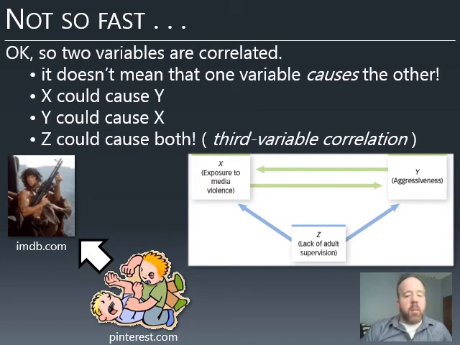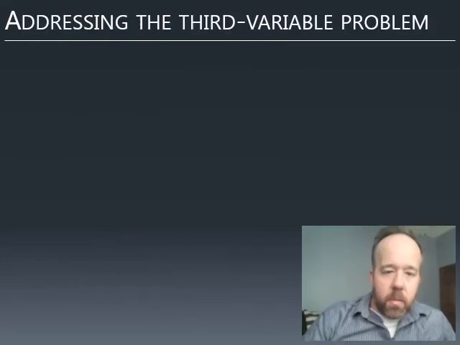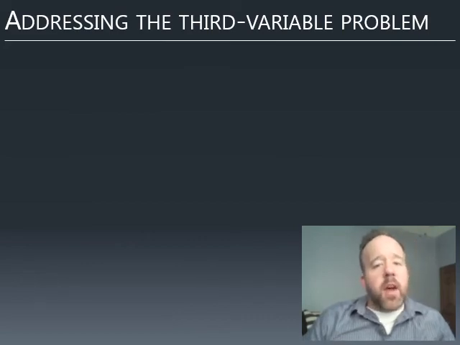So in your book, the example is lack of adult supervision. Maybe if no one is watching a child, that child tends to become more aggressive, and that child tends to watch whatever they want to watch, which could be violent movies and television. That's just one possible third variable, though. There could be other predictors. Maybe there is a genetic predisposition toward both of those behaviors. It's impossible to tell. So how do you deal with that just from those data?